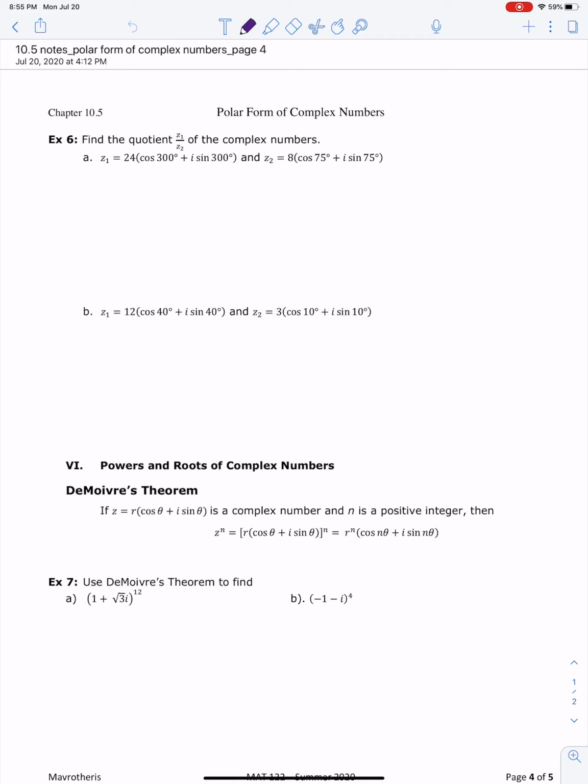Keep in mind, and let's just write it up here, the quotient is going to look like this. We are going to divide those moduli, and we are going to subtract the arguments. So cosine of theta 1 minus theta 2 plus i sine of theta 1 minus theta 2. All right, so here we go.